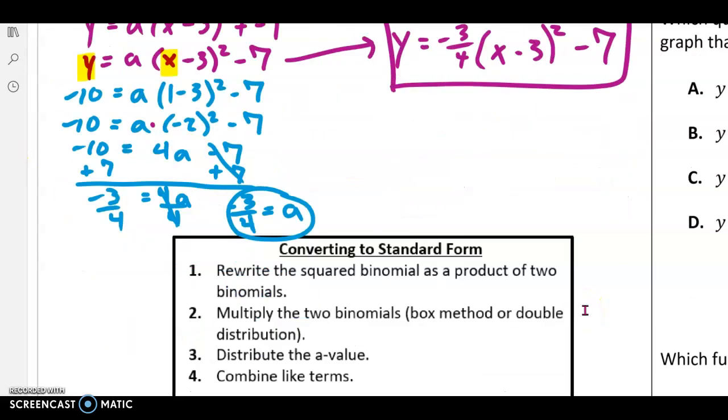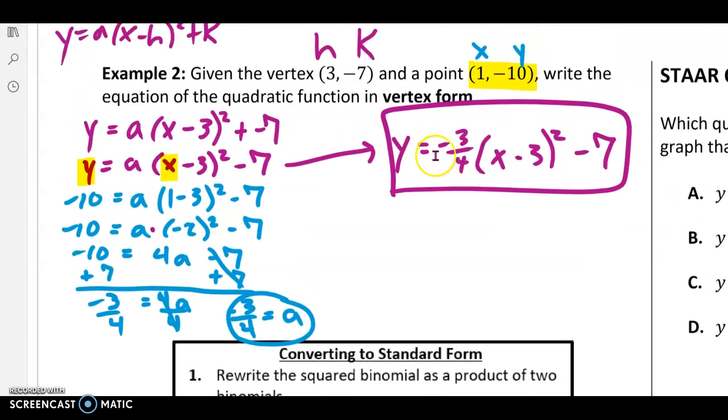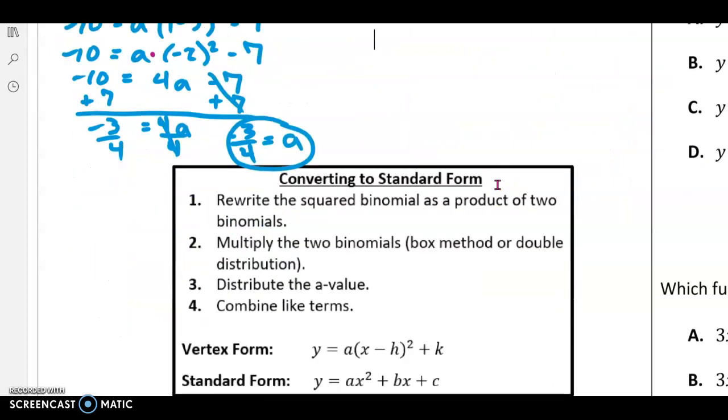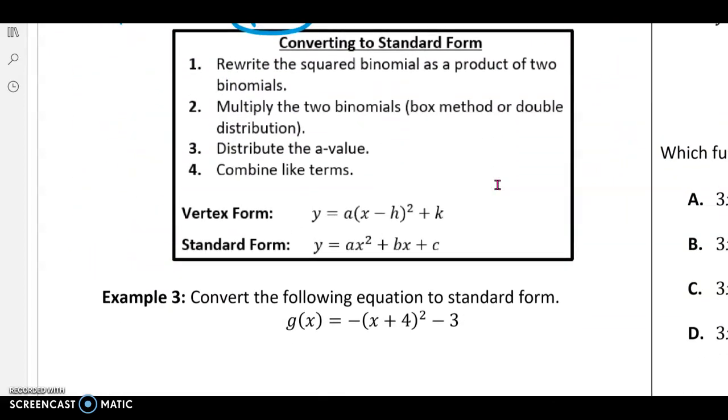Now, the last thing we're going to learn today is, can we convert from vertex form, which is what we have been using in the last 2 problems, into standard form? So look at the 2 forms on here. How are we converting from this one to this one? Okay, that's what we're going to be looking at. So the first step on there says that we need to rewrite the squared binomial. Binomial just means 2 terms, okay, and it's being squared, as a product of 2 binomials.